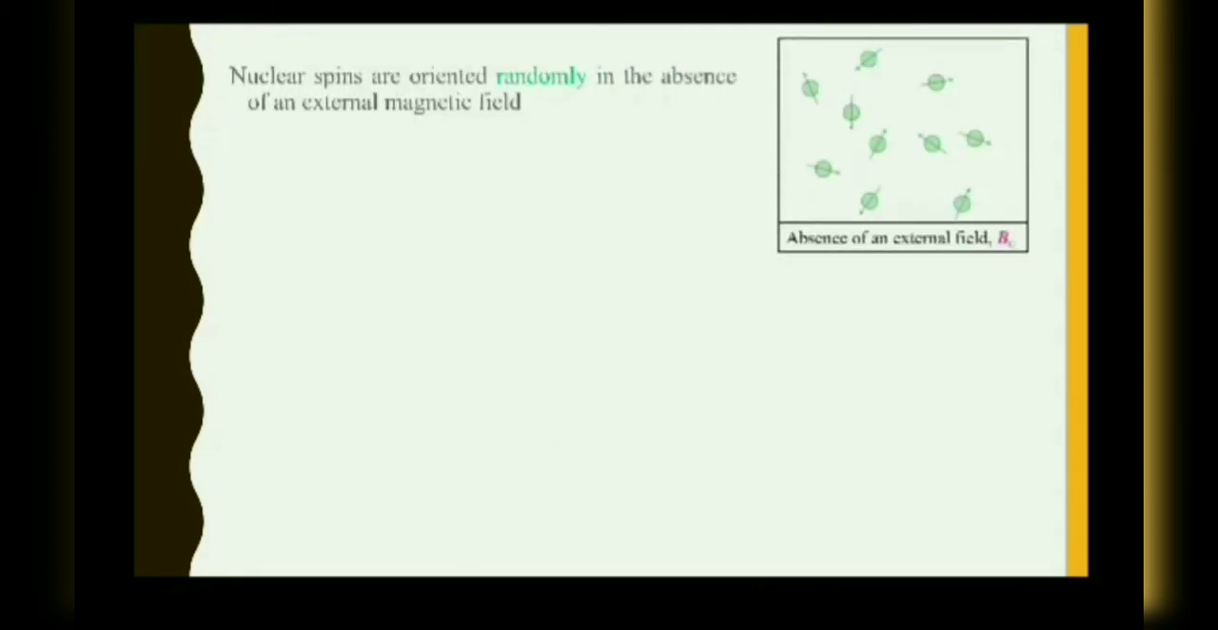These nuclear spins are oriented randomly in the absence of an external magnetic field. They go here and there like gaseous molecules free in a space. They move randomly, occupying the total space. Similarly, these nuclear spins are oriented randomly in the absence of any external magnetic field, that is the external field B naught.